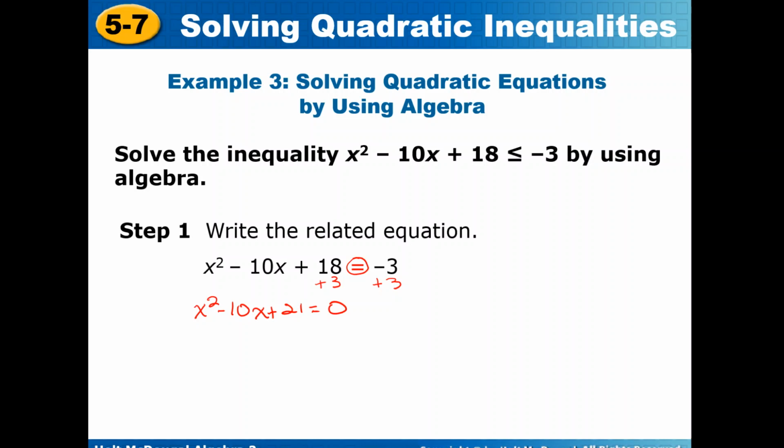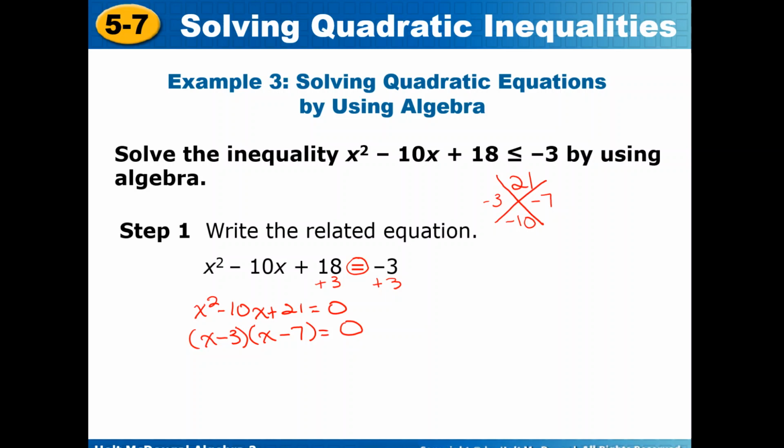All right, so next I want to factor this. Always remember, if you can, factor first. All right, so when I do this, I'm going to see what two numbers multiply together to get 21, add together to get -10. Well, I can see that that's going to be -3 times -7. So my factored form is x minus 3 times x minus 7 equals 0. So that's going to tell me some critical points here.